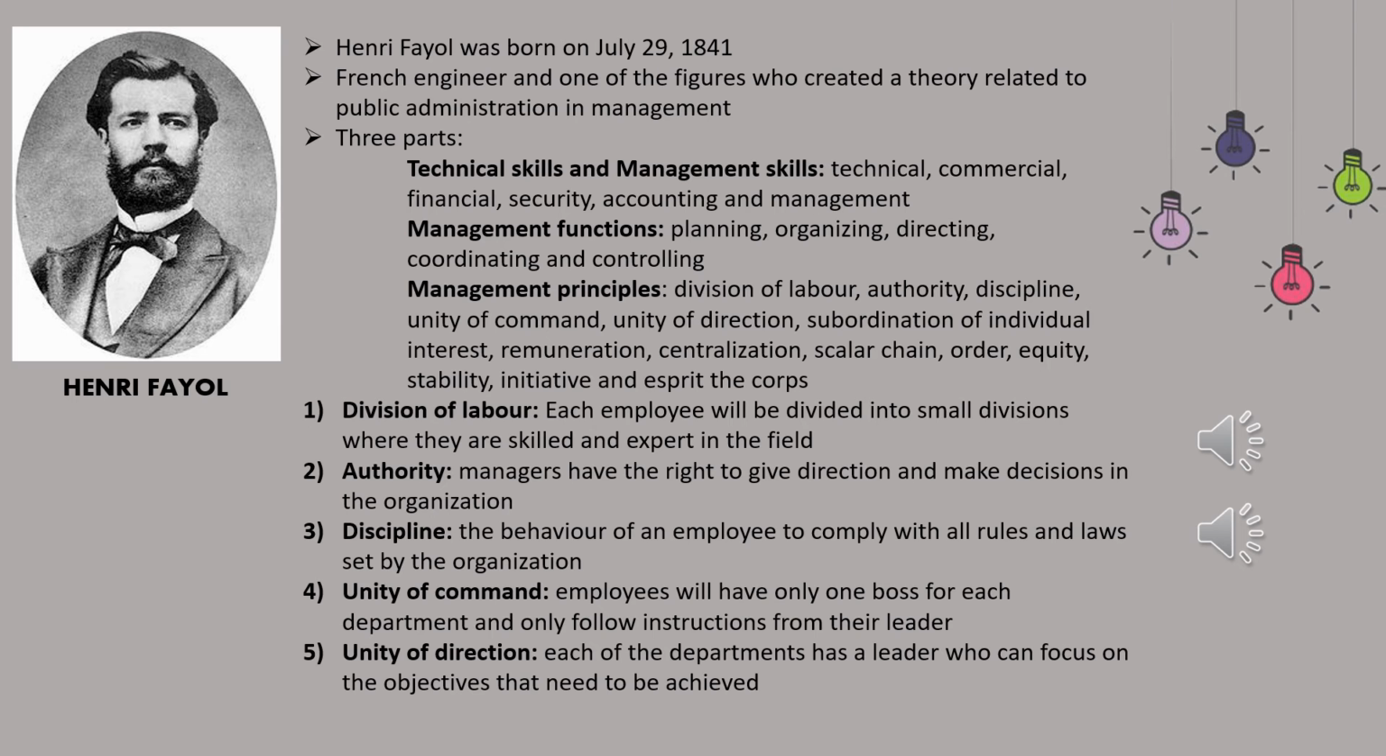So we will go through the principles of management. The first principle of management is division of labor. Each employee will be divided into small divisions where they are skilled and expert in their department. So they will not feel burdened to do work that is not from their department, and it can reduce the risk in an organization. Next, authority means managers have the right to give direction and make decisions in the organization. They should also be responsible for their work so that it can be completed on time. And of course, each employee must follow the instructions issued by the respective leader. But the leader must not abuse the authority.